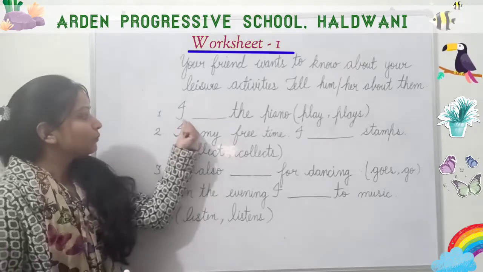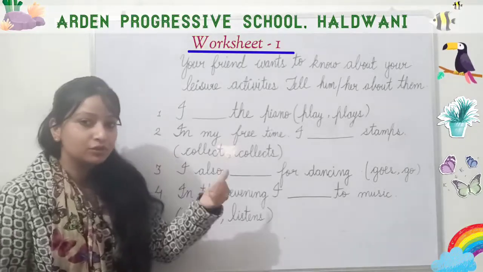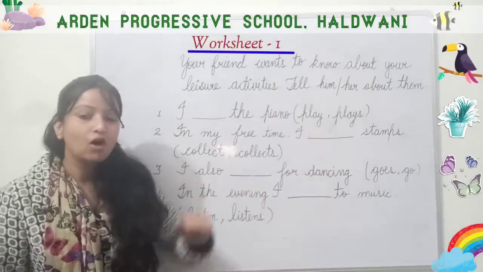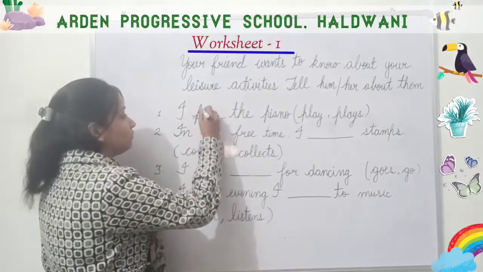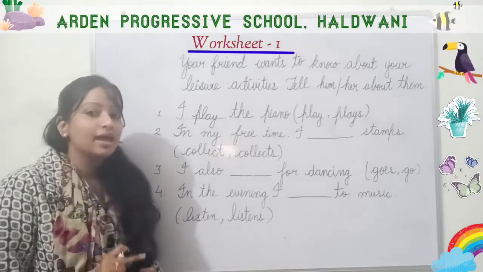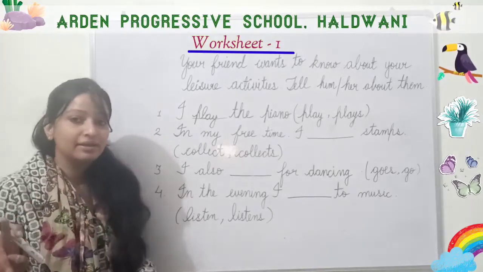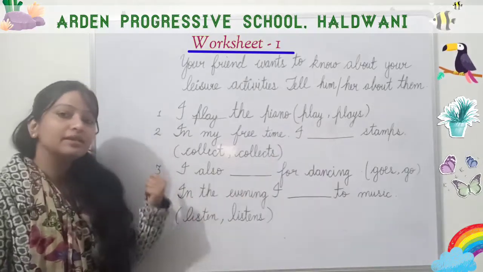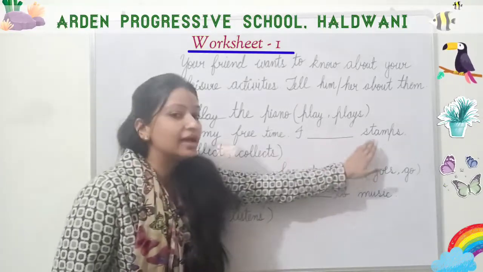So although I is a singular subject, it uses plural verb, and plural verb does not contain s or es. So play. Although I is a singular subject, it does not follow the rule of subject verb agreement and uses plural verb with it. So I play.